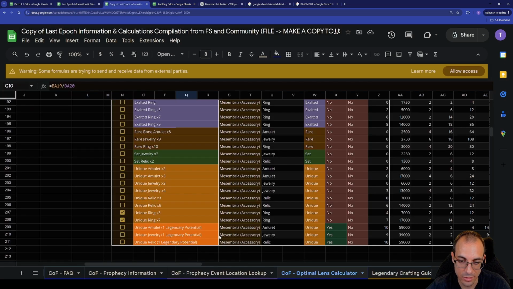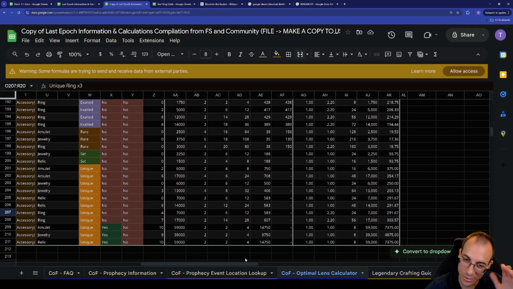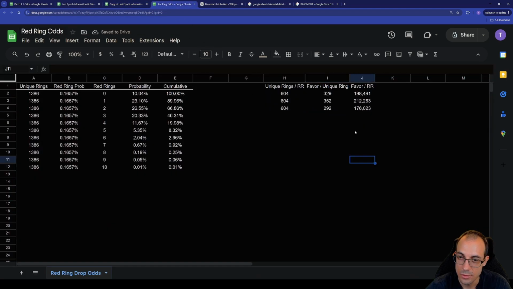And by the way, let's run a little test here. Let's say that we got the dream scenario of getting the unique ring times 3 every single time. We didn't need to click reroll or anything like that. The favor per unique ring spent in that case, it's 291.67. So if you could hack the game and not need to reroll ever, the expected favor per red ring would be 176k. And that is completely unreasonable, obviously. So 200k, I think, is a pretty good estimate.